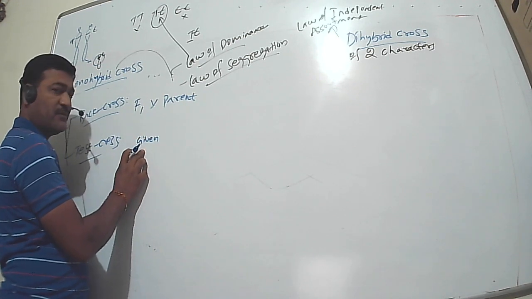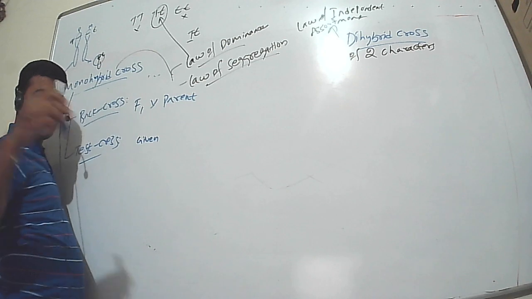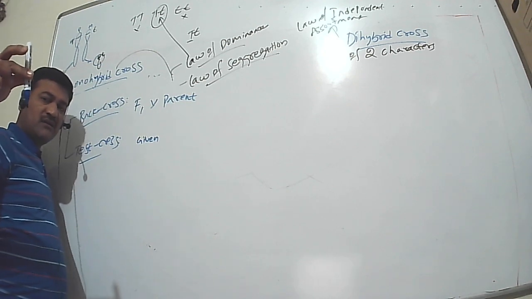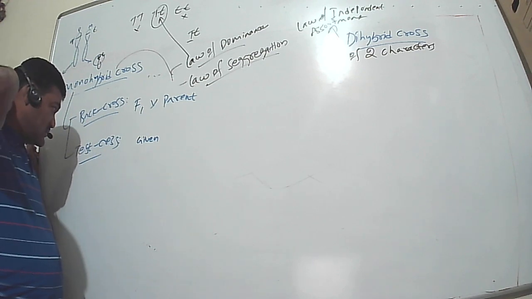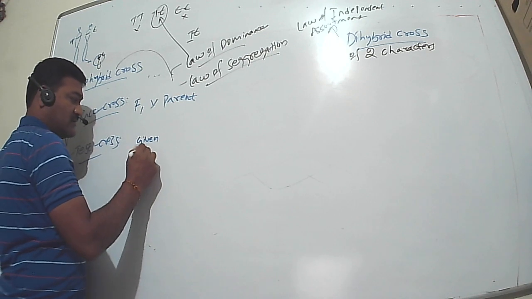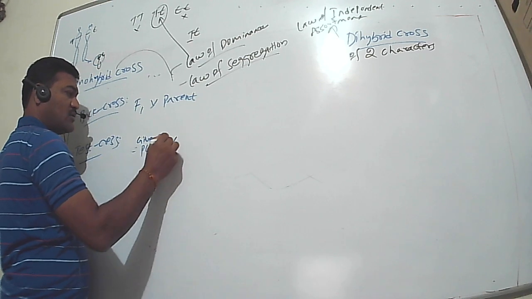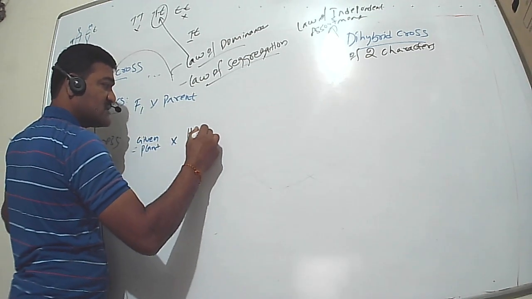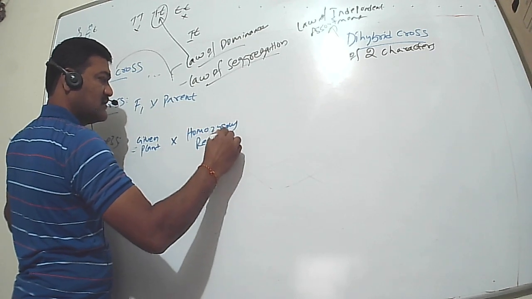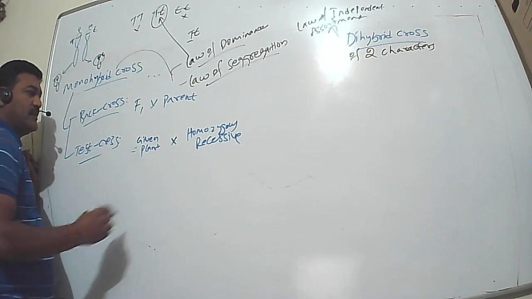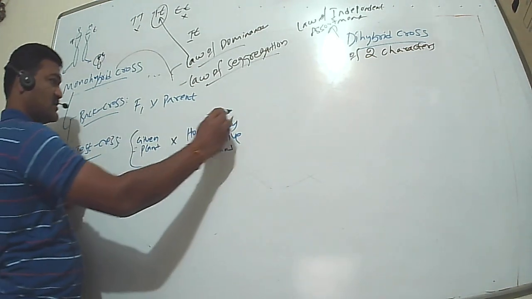Okay. And test cross is a cross between a given plant whose genotype you want to test, whether it's homozygous or heterozygous. If I give you a tall plant and ask you to find out whether it is a homozygous tall or heterozygous tall, how do you do that? How do you test that given plant? That given plant should be crossed with a homozygous recessive plant. Okay, see, this is called a test cross.